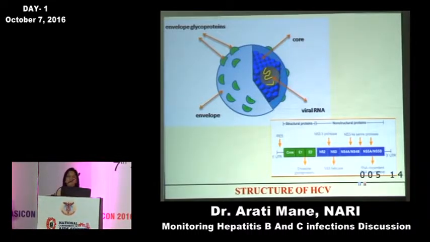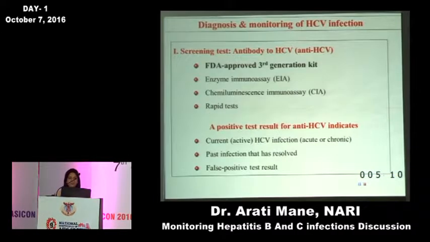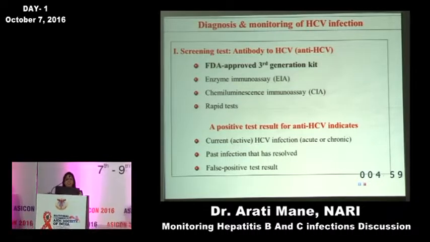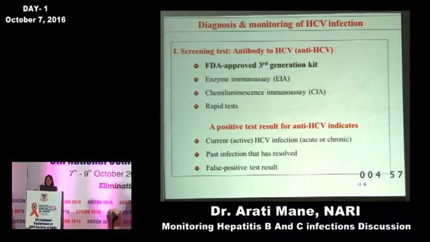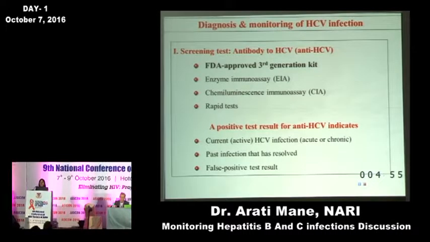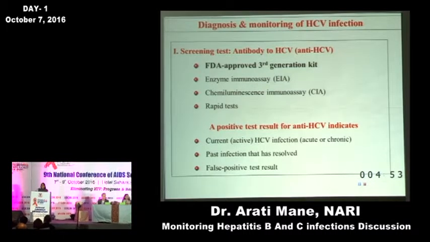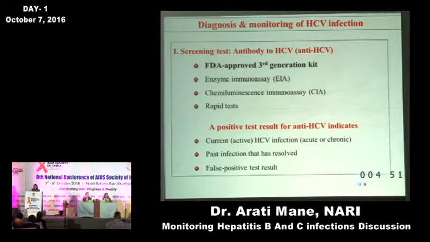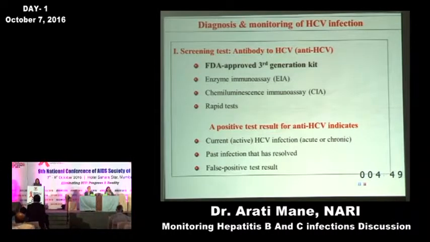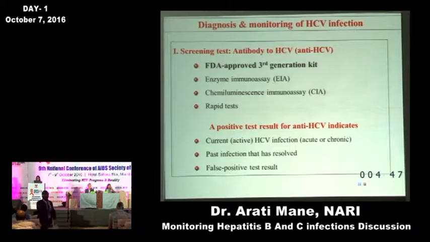Now, let's go over to hepatitis C. Hepatitis C is an RNA virus. Here, the initial screening for diagnosis depends on detection of antibody to hepatitis C, and it's recommended to use 3rd generation kits that encompass both the core and the non-structural proteins. If a test is positive for anti-HCV antibody, it can indicate current infection, which can be acute or chronic. It can also indicate a past infection or a false positive test. So this is a screening test.